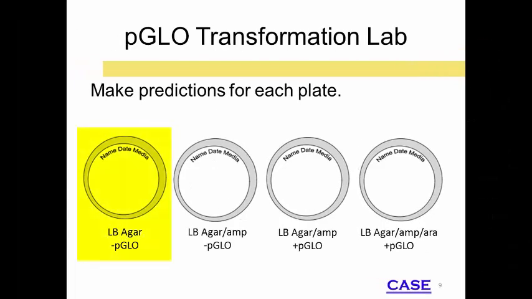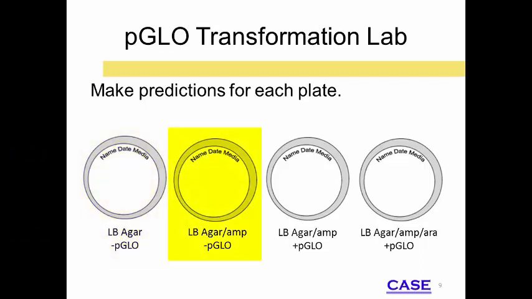The first plate contains LB agar and no pGLO genetic material. There are no genetic modifications made to the culture on this plate. Anticipated results include heavy bacterial growth since LB agar is conducive to the growth of E. coli HB101. Because no pGLO genes are present, the bacteria should not exhibit GFP.